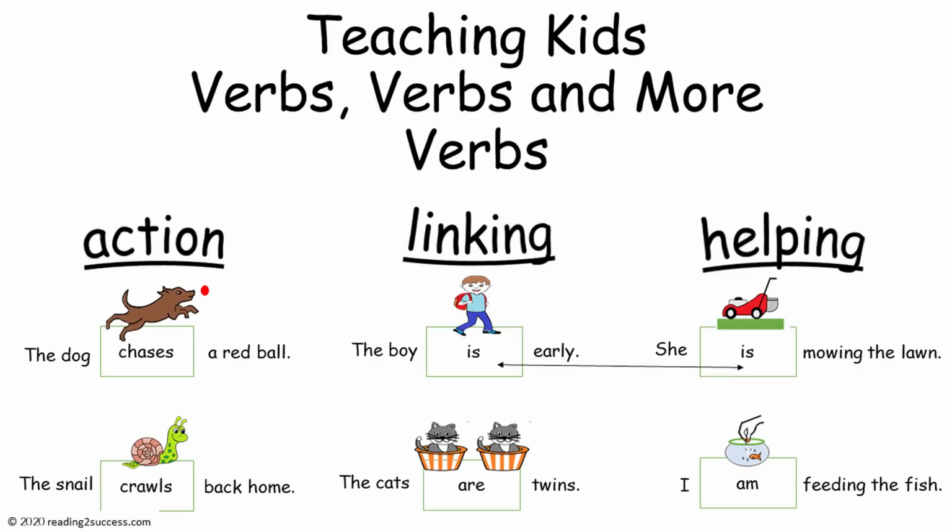Our two examples for action verbs are: the dog chases a red ball, and the snail crawls back home. Our two examples for linking verbs are: the boy is early, and the cats are twins. And our two examples for helping verbs are: she is mowing the lawn, and I am feeding the fish.